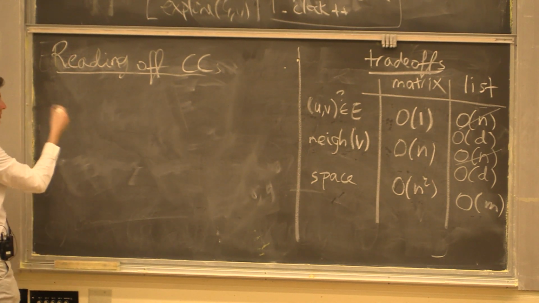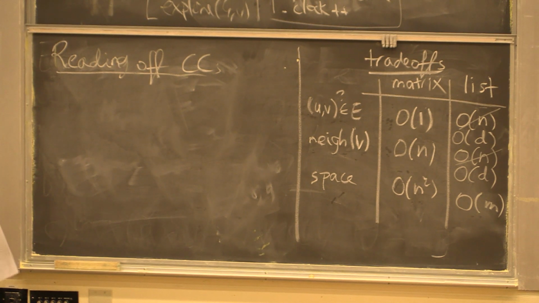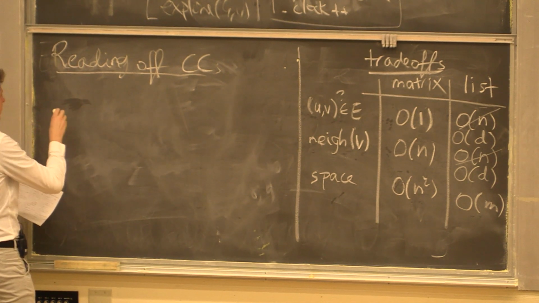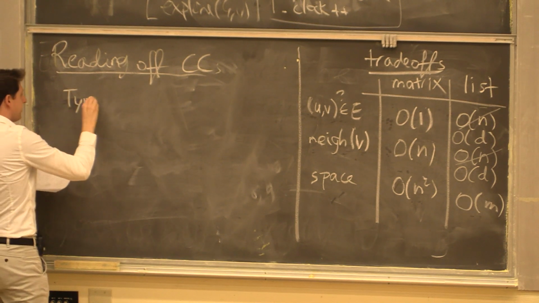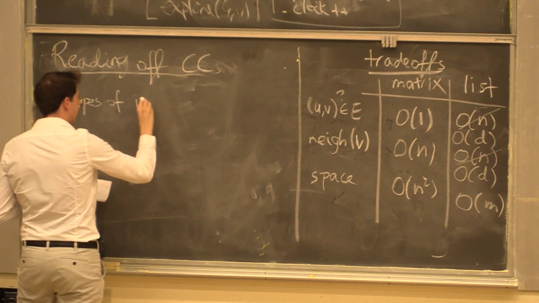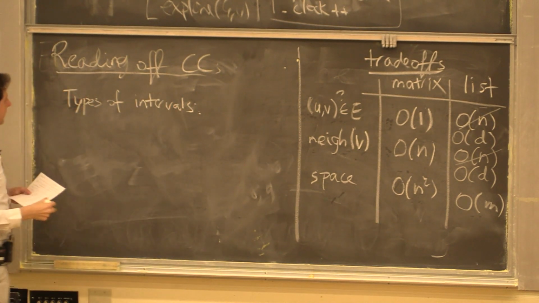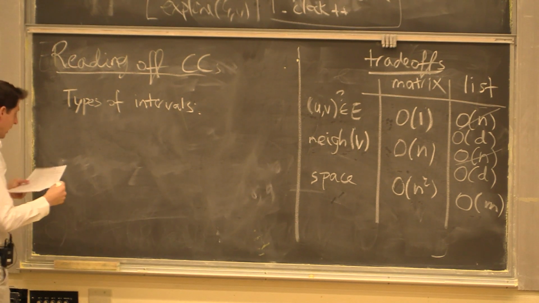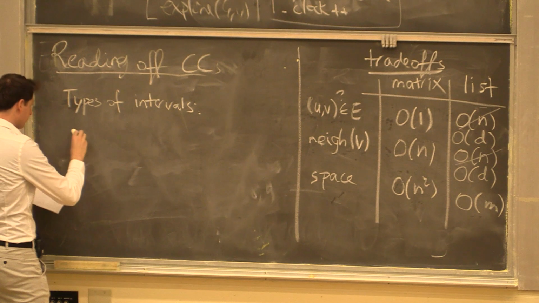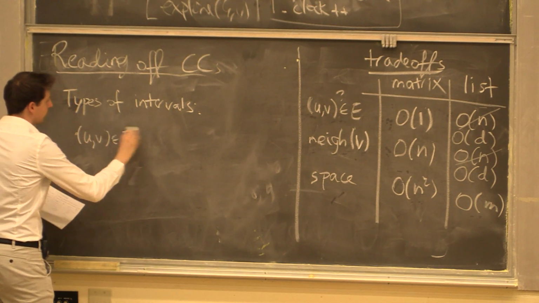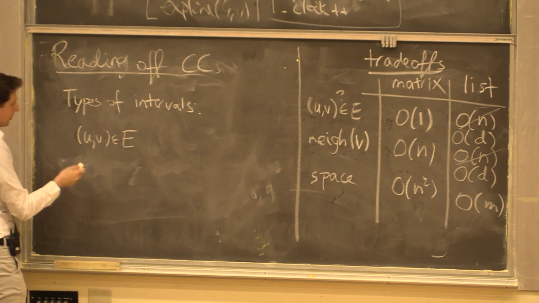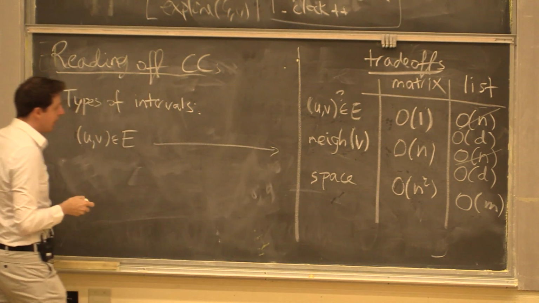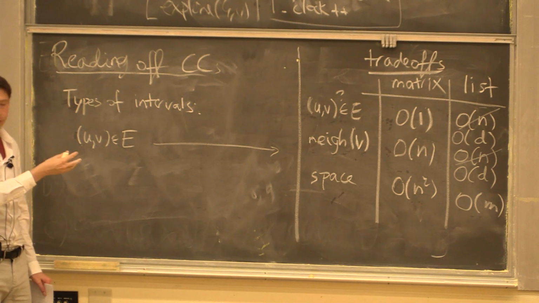Let me mention a couple of simple facts about pre and post that may make it clear how the connected components can be read off. We have types of intervals. We can associate to each vertex an interval, that is the pre and post. Now let's say that I have an edge UV, and it is really in the edge set. I have two intervals, the interval of U and the interval of V. And let's say this is time. How will these two intervals relate to one another across time?